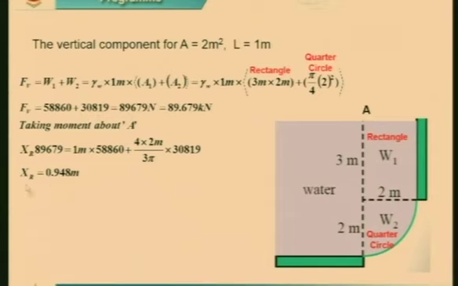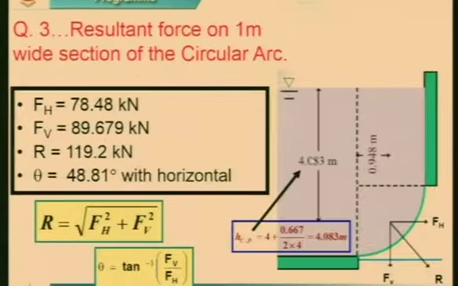If you calculate, you get the resultant location also where it is acting, which is very much required for us, because we need to calculate where the resultant vertical force is acting. Force of 89.679 kN is acting from the point A. So I know the value now. Okay, let us go ahead.